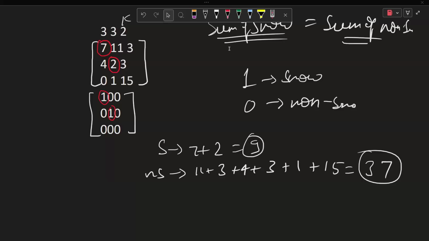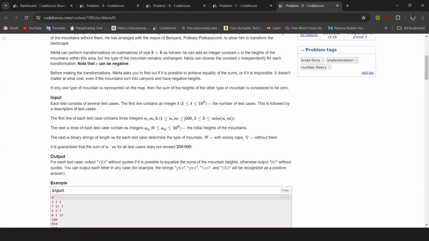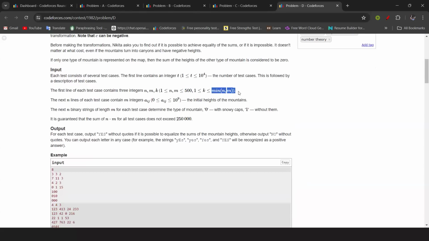Now, how can we do this? The first thing you can do is just see the constraints of the problem first. The constraints are n and m are up to 500, k is min of n and m. So the product of n and m would not exceed 2.5e5. So you have to do it in O of n into m and maybe some log factor. You cannot go n square m square. So n into m, this whole matrix, is approximately 2e5.